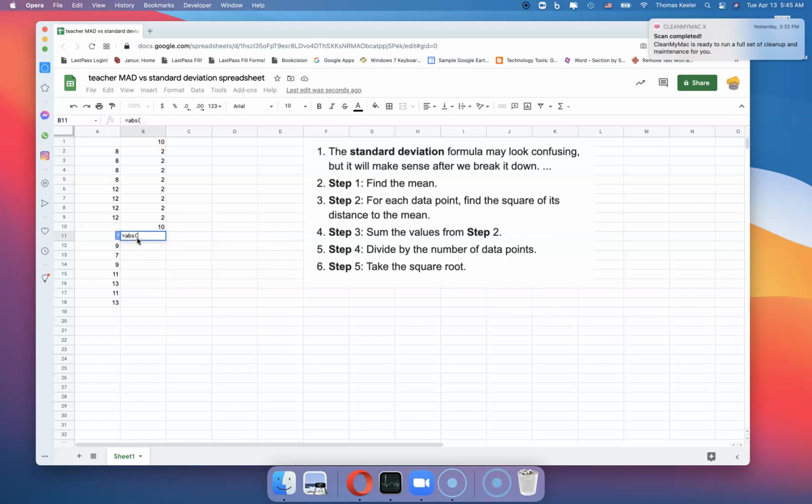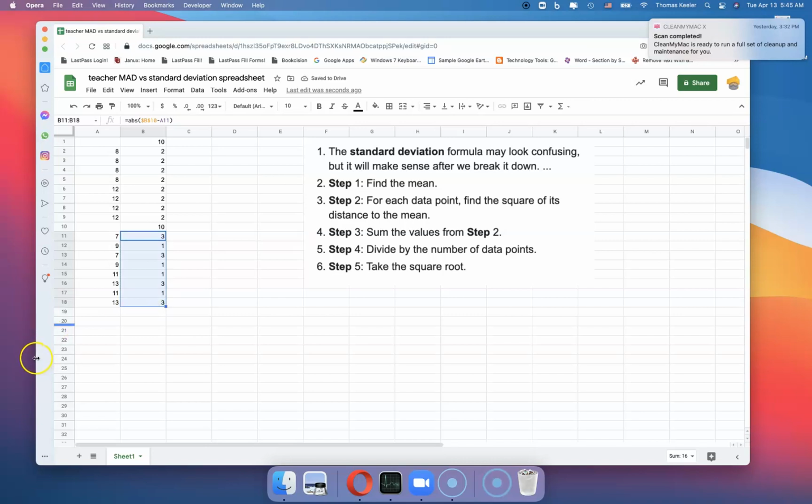absolute value, and then this difference. Even though they're the same, we're going to be careful and say dollar sign B, dollar 10 minus A11, and so we get 3, and then we pull our formula down, and we get that difference.